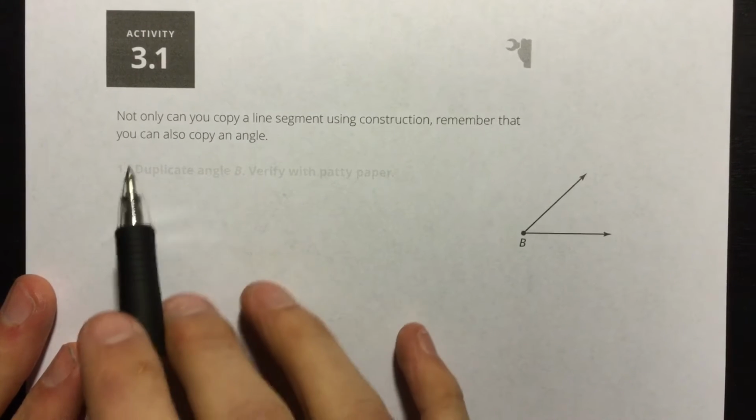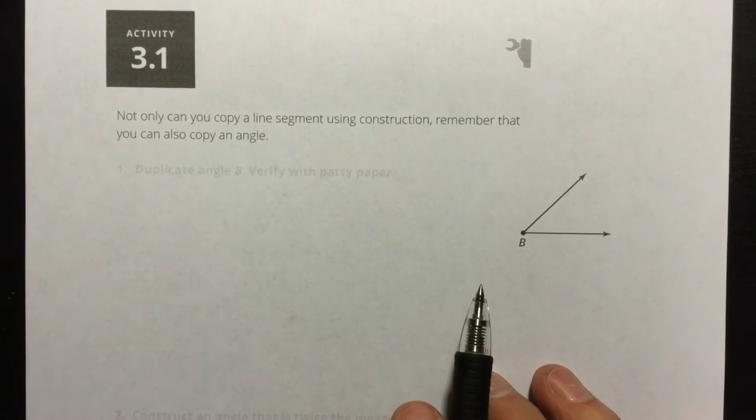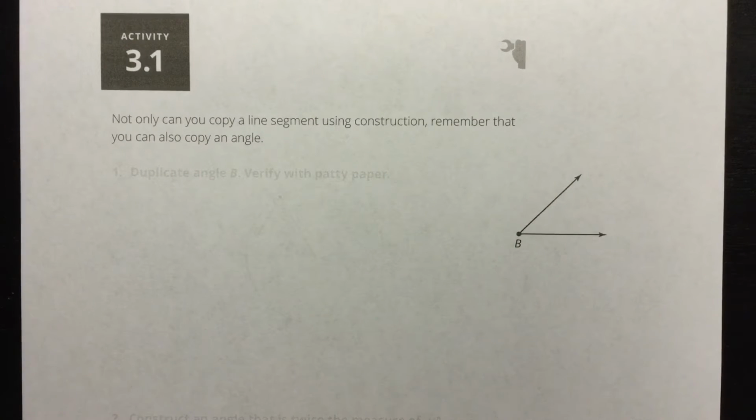It says, not only can you copy a line segment using construction, remember that you can also copy an angle. So it asks us, number one, duplicate angle B, verify with patty paper.